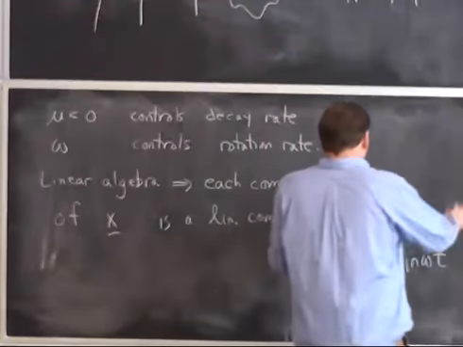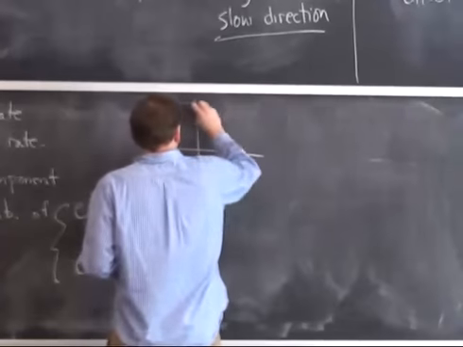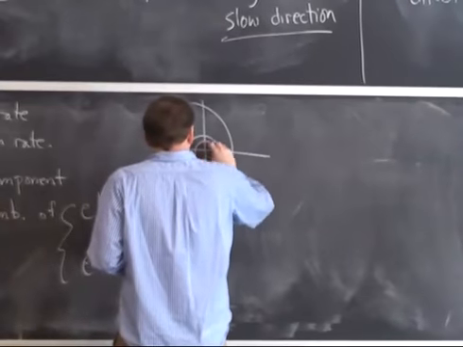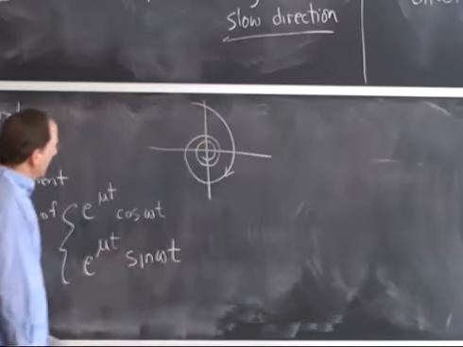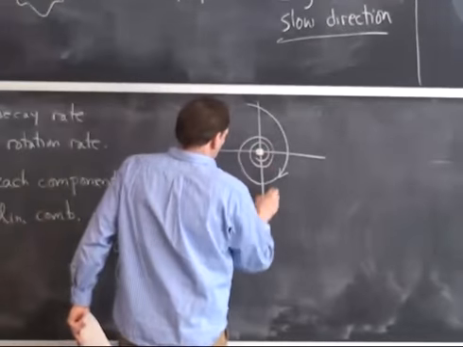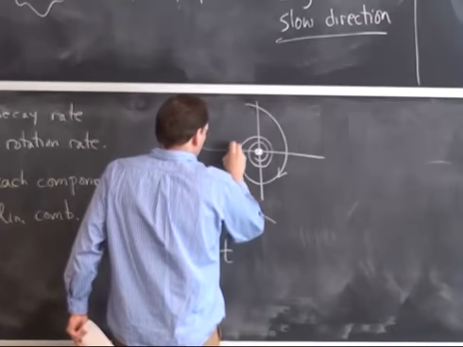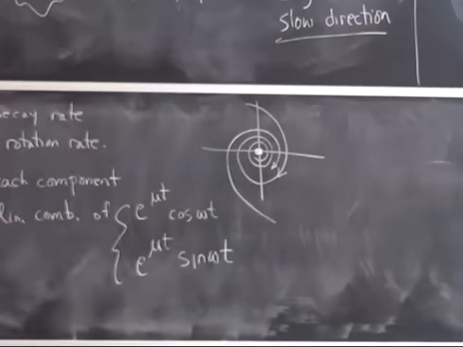And what the pictures look like in the xy plane is something like this. A typical trajectory might look like that, which is, of course, why we call it a spiral. And then some other trajectory, starting somewhere else, does the same thing. Comes in and spirals in.